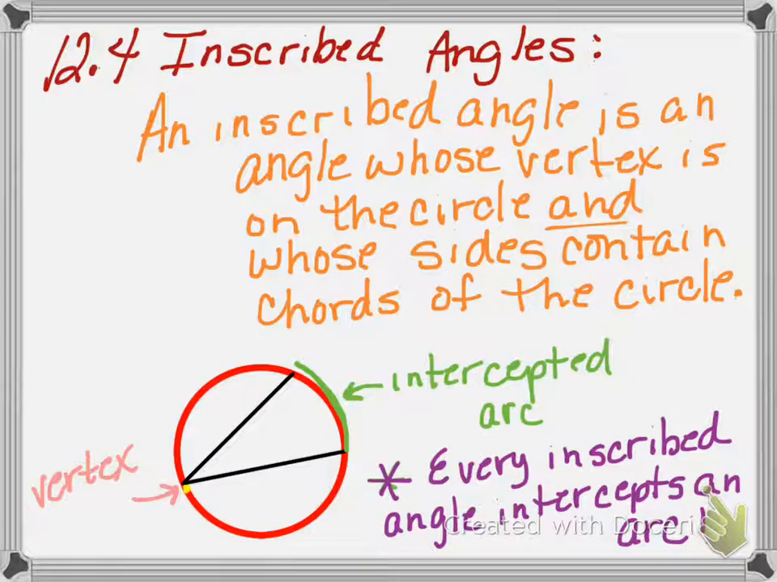So let's take a look at these. We can see here that we have our angle. This is our inscribed angle. As you can see, it's got the vertex right here on the circle. And then here's a chord, and that forms the end that intercepts this arc down here. Okay? So vertex on the circle, and then the chords come through to create this intercepted arc.